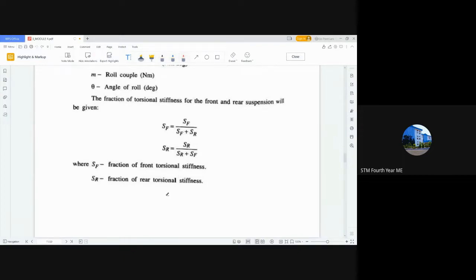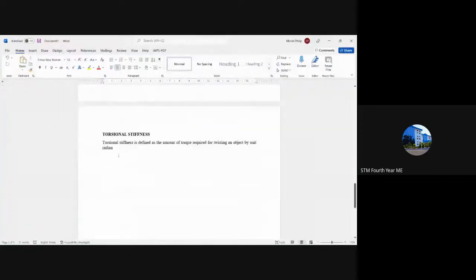Another question that arises is, what is torsional stiffness? You can write down what is torsional stiffness. Torsional stiffness is defined as the amount of torque required for twisting an object by unit radian or unit degree. Please write it down: torsional stiffness is defined as the amount of torque required for twisting an object by unit radian.